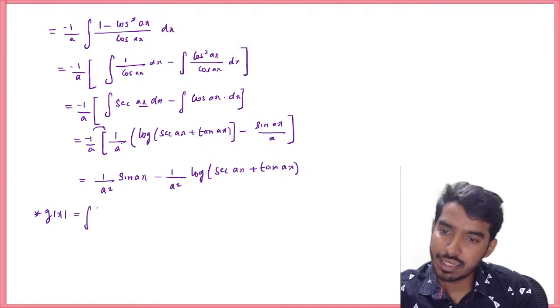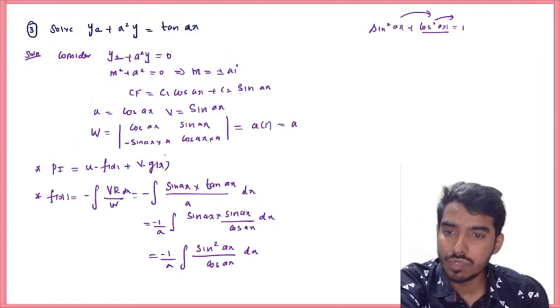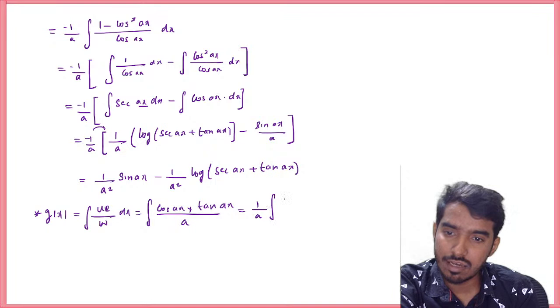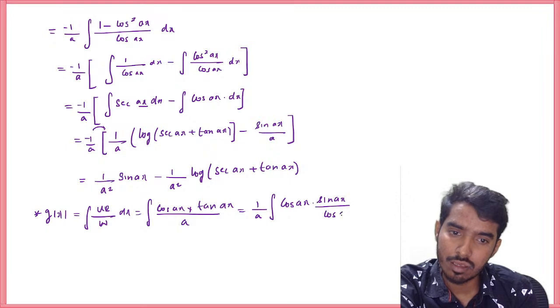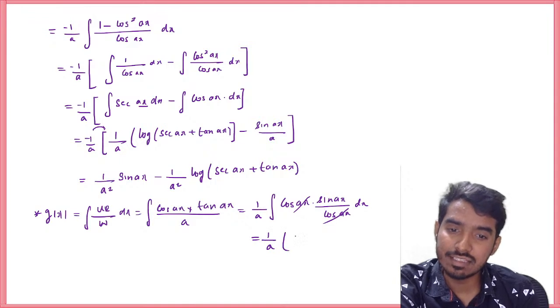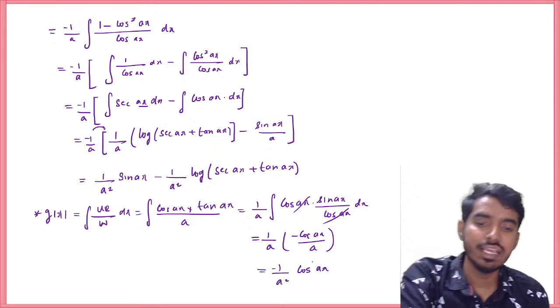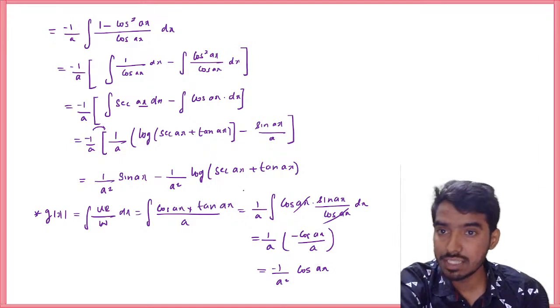Now what is your g of x? G of x is integration of ur by w dx. So integration of u into r. So u is cos ax into r. R is tan ax divided by w. W is a. So 1 by a integration of cos ax, tan is sin ax by cos ax dx. These two will get cancelled. So integration of sin ax is minus cos ax by a. So minus 1 by a square cos ax is your g of x.